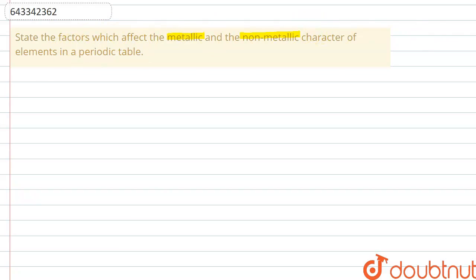The question is: state the factors that affect the metallic and non-metallic character of elements in the periodic table. So in this question they are talking about the factors that affect the metallic and non-metallic character of the elements in the periodic table. Non-metallic character is directly proportional to the tendency to gain electrons.